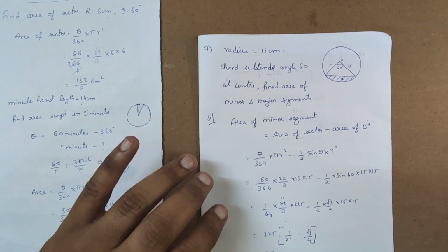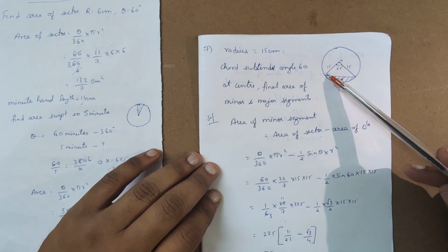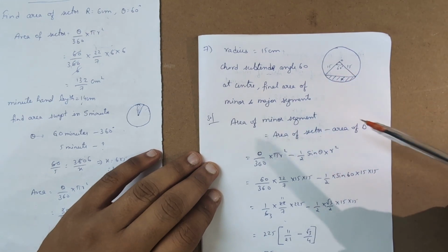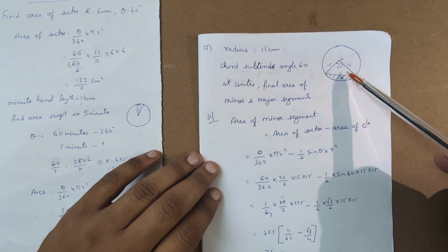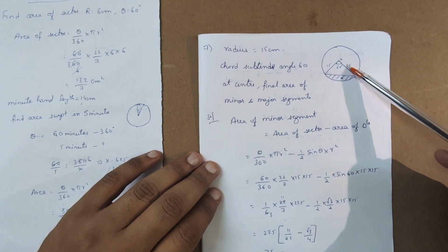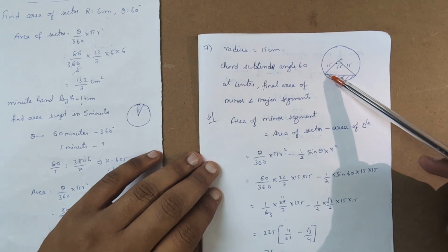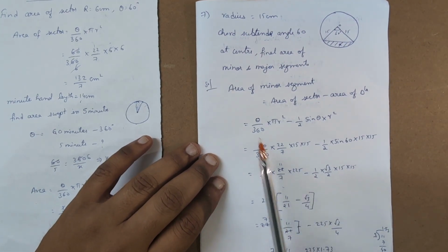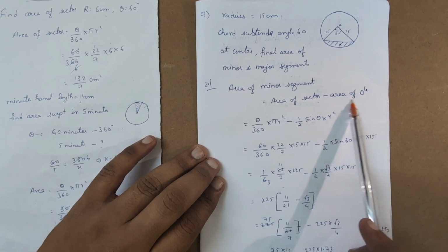So for this type of question, first we have to find the sector area, and then the triangle area, and then we subtract, then we'll get the minor segment. For the major segment, it's simple, that's the total circle area minus the minor segment area. So first, the area of the minor segment equals the area of the sector minus the area of the triangle.